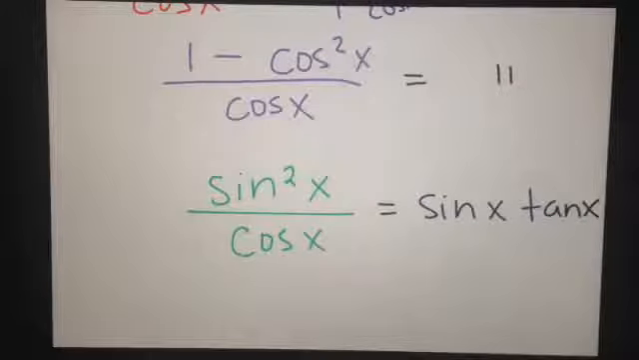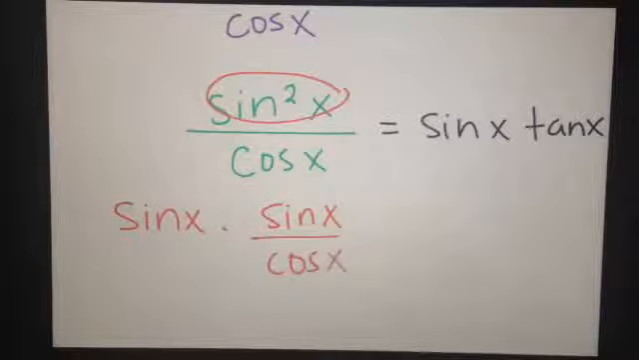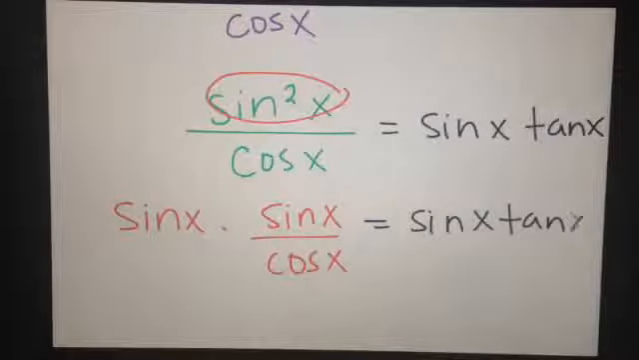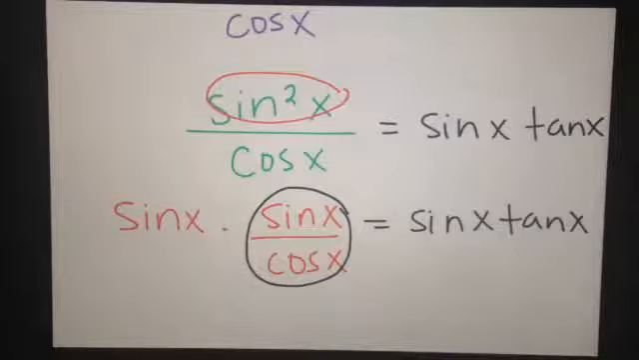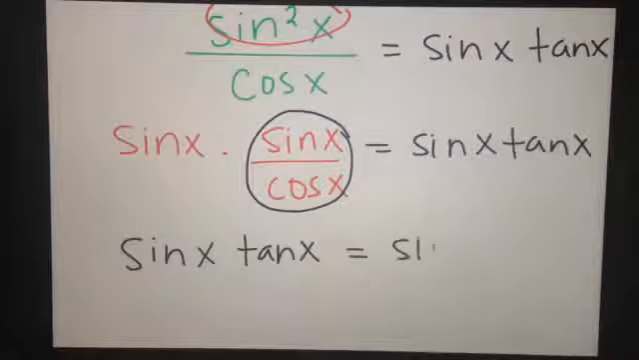So what I'm going to do is take this sine squared and split it in two pieces. So I'm going to write sine x times sine x over cos x, and that equals sine x tan x. And then what you should notice is that this part right here actually equals tan x. So I have sine x tan x equals sine x tan x, and I have proved it. I am done.